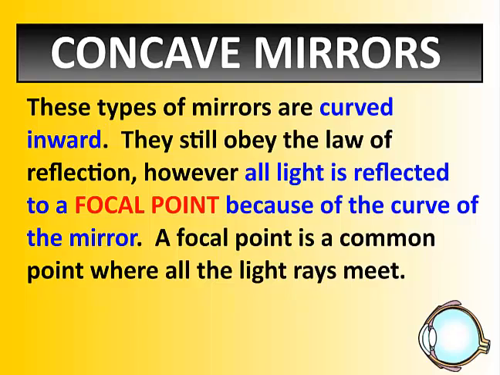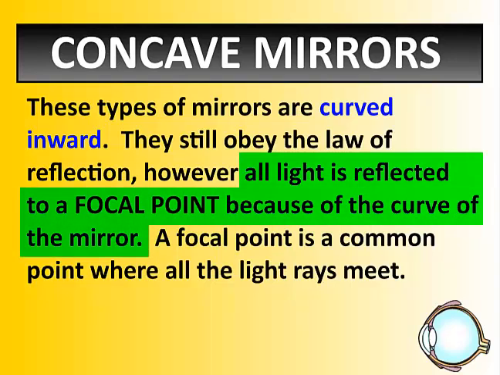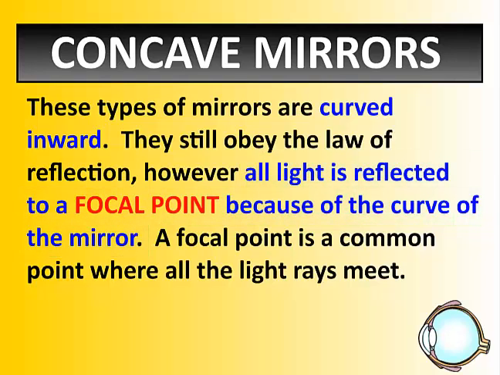The thing is, though, because the mirror is curved, the normals change. The normals aren't straight out anymore. They begin to curve towards the center. This causes all light being reflected to go to a focal point, because of the curve of the mirror. The focal point is a common point where all the light rays meet. Okay, focal point, focus, right?